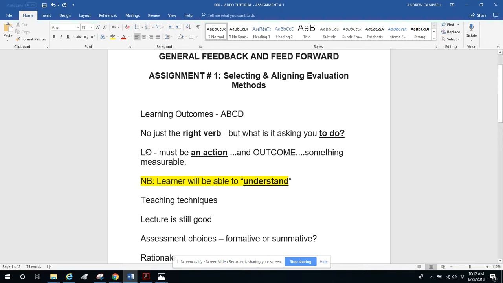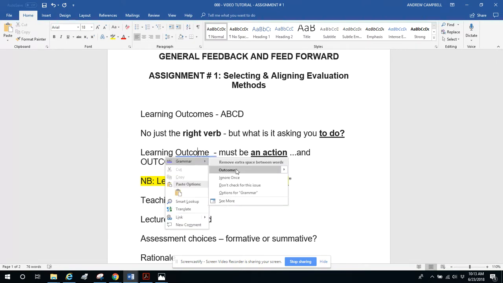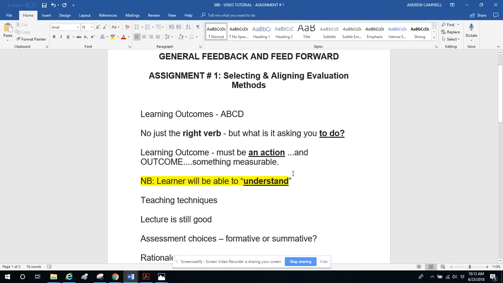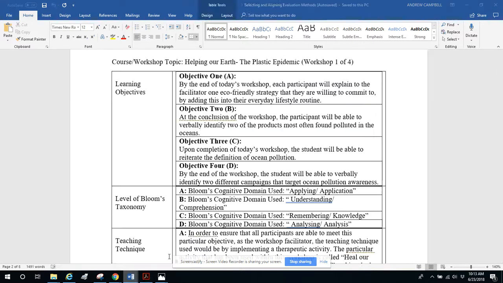A learning outcome must be an action, right? I type LO, but of course you know what I mean. Your learning outcome here must be an action and an outcome. It's an outcome, right? It's something measurable. Think about it. It's measurable. So I want you to go back into your assignment.